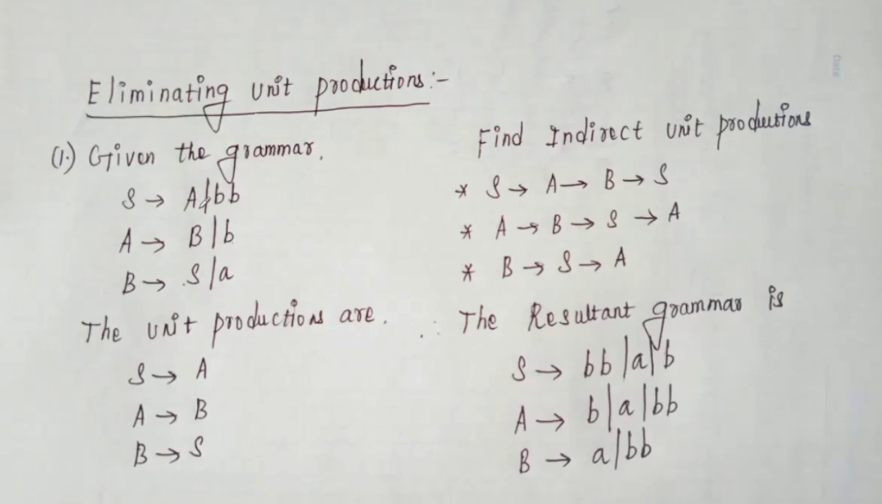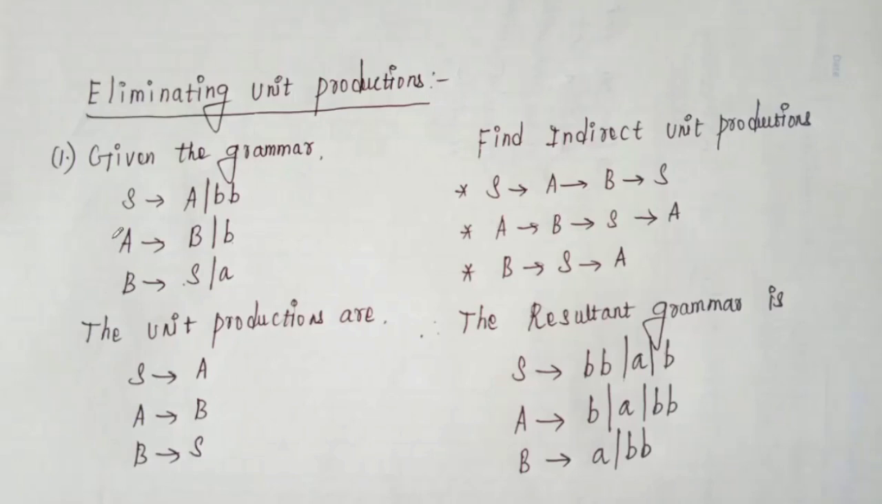Here consider the first production S tends to capital A. A is a unit production. Then see the A production, A tends to B. There is a cycle B tends to S, S tends to A. Next production A tends to B. B is a unit production. Then there is a cycle B tends to S, S tends to A. Last, B tends to S. S is a unit production. Then there is a cycle S tends to A. Here I have written the indirect unit productions.